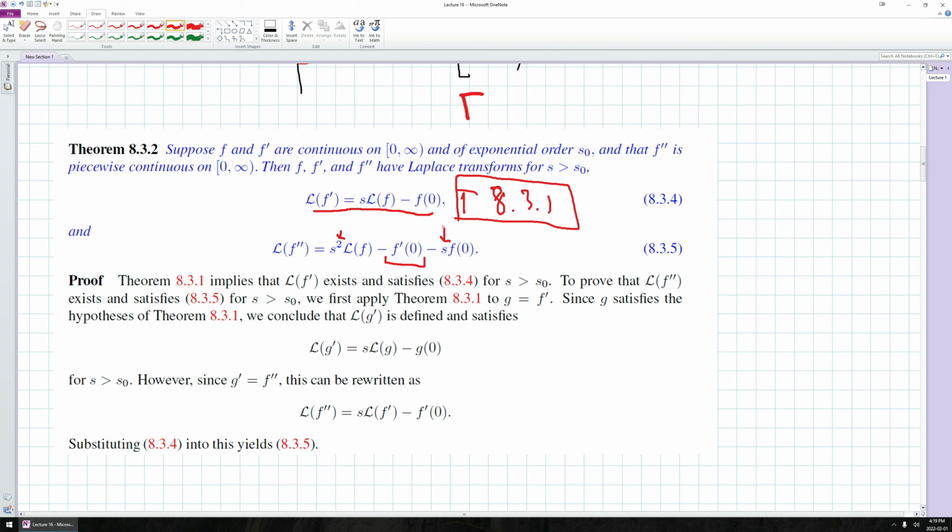Nice things happen. So let's look at the proof of this real quickly. Okay, so the basic idea is that we're going to rely on theorem 8.3.1 to handle all of the stuff with this first point here. So basically, from there, we know that the Laplace transform of the derivative exists, the Laplace transform of the function exists, and that it would satisfy this expression here for s greater than s naught. Pretty trivial.